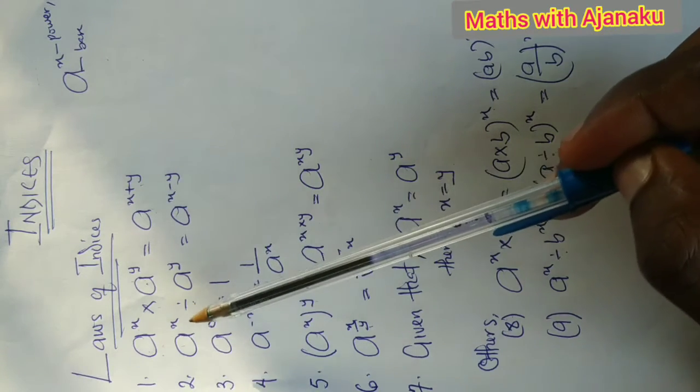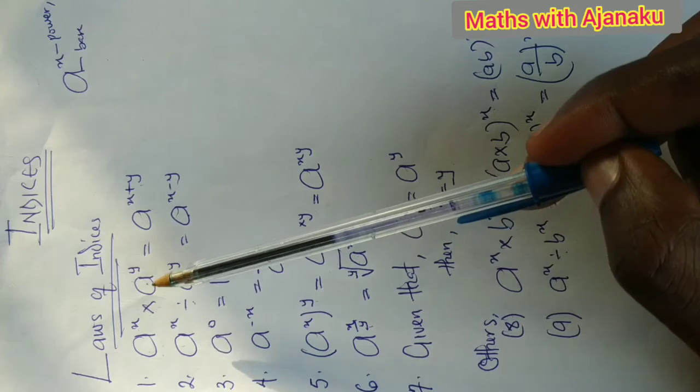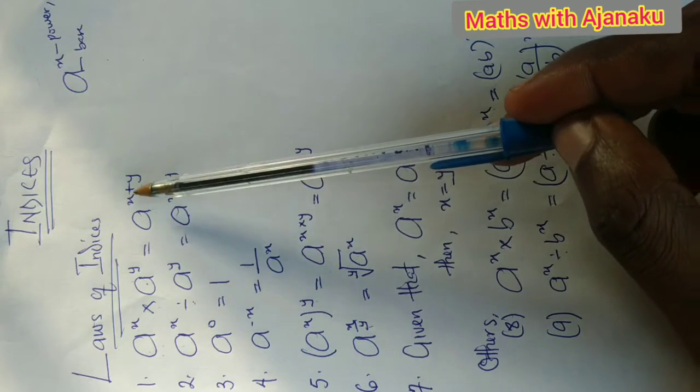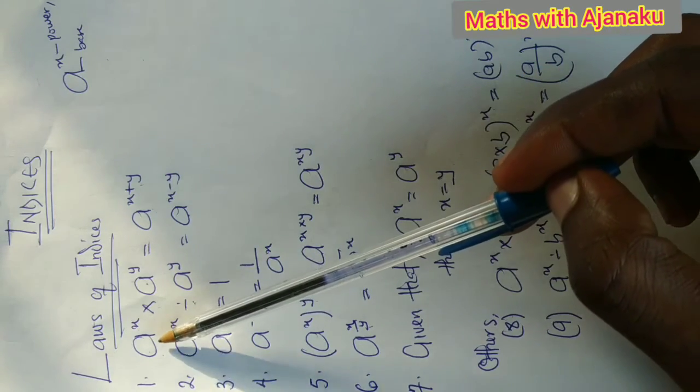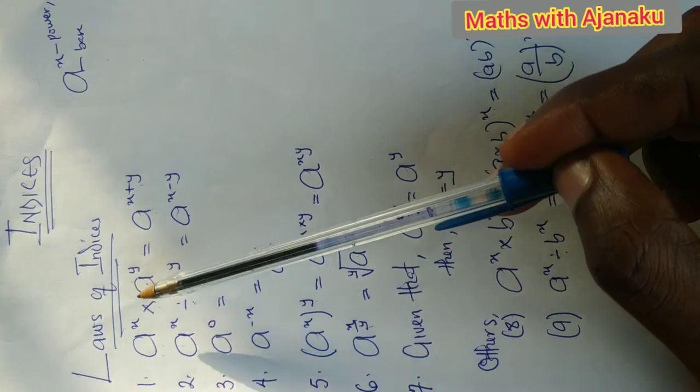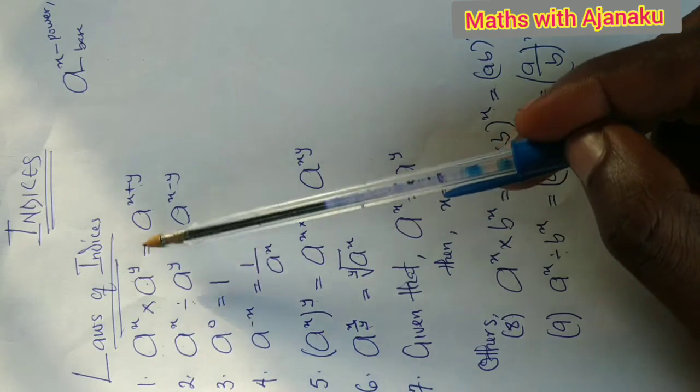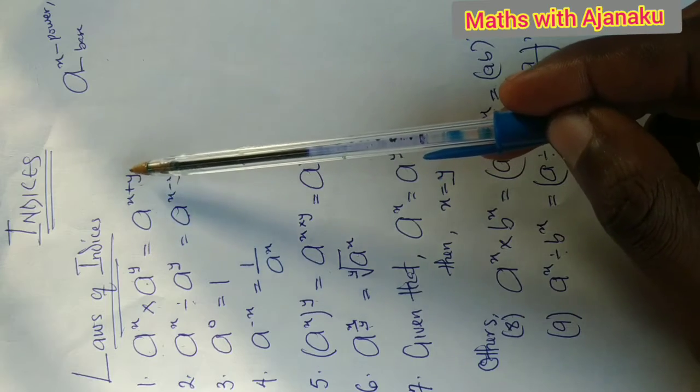Now, the first of the laws says if you have a raised to power x multiplying a raised to power y, you write it as a raised to power x plus y, meaning you have two numbers having the same base, different power or the same power, multiplying, bring one of the base out, add the powers together.